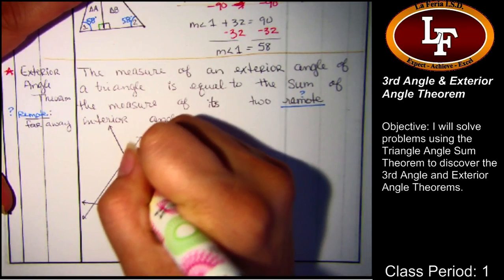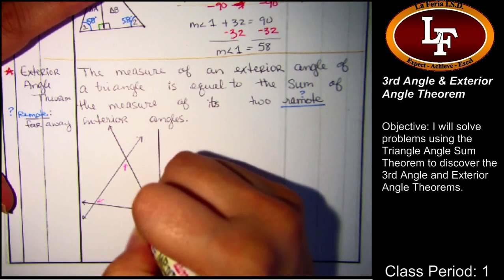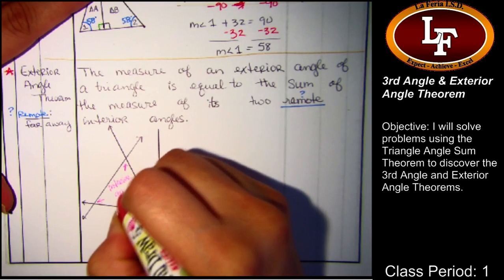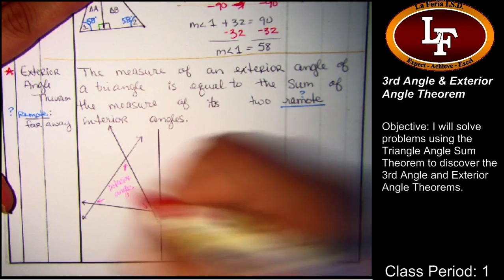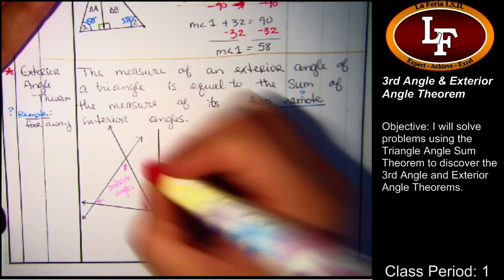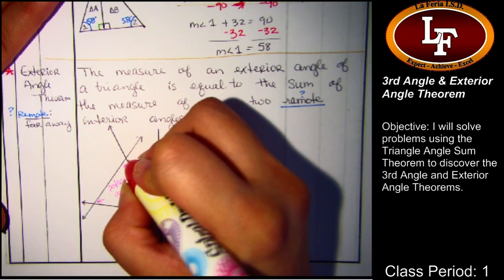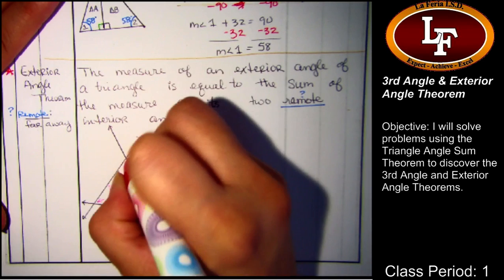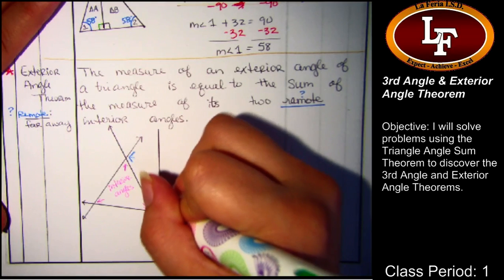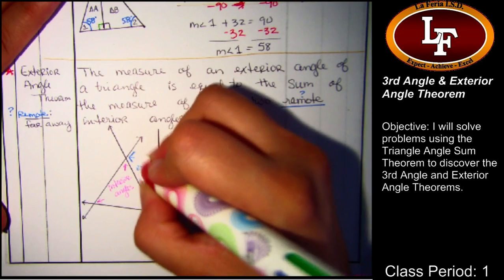These angles right here are inside the triangle, so they are the interior angles. The exterior ones are the ones that create linear pairs with the interior angles. This one creates a linear pair. This one is an exterior angle. This one creates a linear pair. It is also an exterior angle.